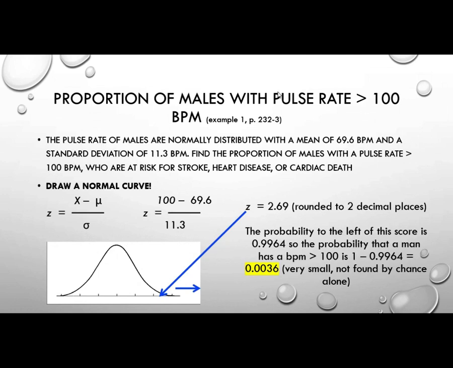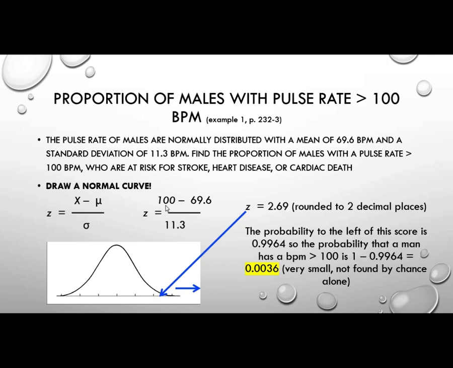Alright, so let's take a look at an example. We have the proportion of males with a pulse rate greater than 100 beats per minute. We're looking at example 1 on page 232. The pulse rates of males are normally distributed with a mean of 69.6 BPM and a standard deviation of 11.3 BPM. Find the proportion of males with a pulse rate greater than 100 beats per minute, who are at risk for stroke, heart disease, or cardiac death. We're going to draw our normal curve, right? We're going to look at our z-score formula, and the things that we have are over here. We're looking for the z-score, so let's plug and chug.